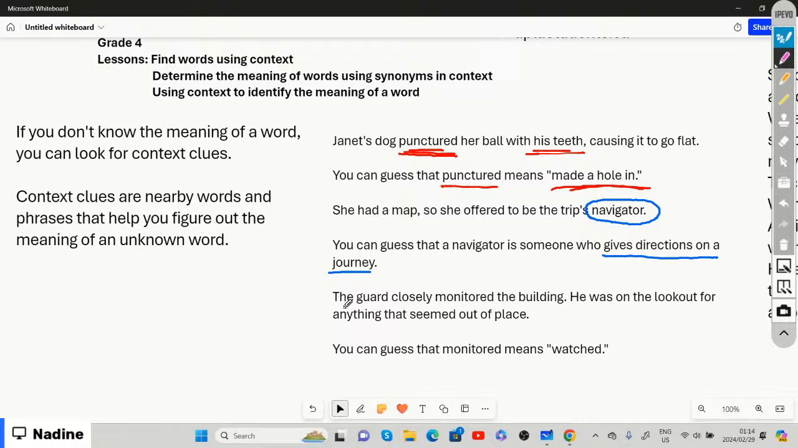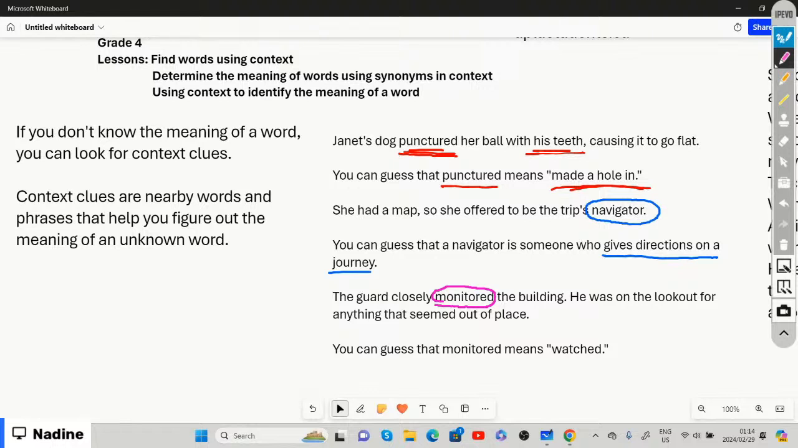The guard closely monitored the building. He was on the lookout for anything that seemed out of place. So, monitored, look at the word monitored. The guard closely monitored the building. So, he was on the lookout for anything that seemed out of place.